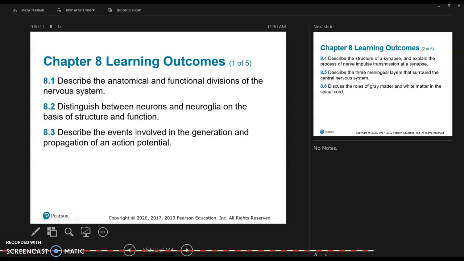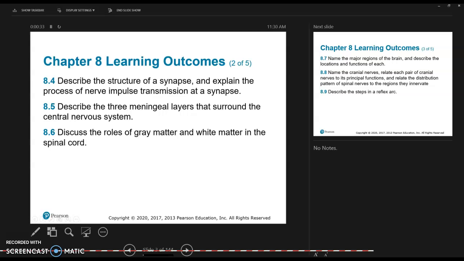So the learning outcomes: describe the anatomical and functional divisions of the nervous system, distinguish between neurons and neuroglia, describe the events involved in the generation and propagation of an action potential or nerve impulse. We will definitely cover the first 3 learning outcomes. Describe the structure of a synapse and explain the process of nerve impulse transmission at a synapse. We probably won't go into that as much because we did cover that in the muscle chapter, previous chapter.